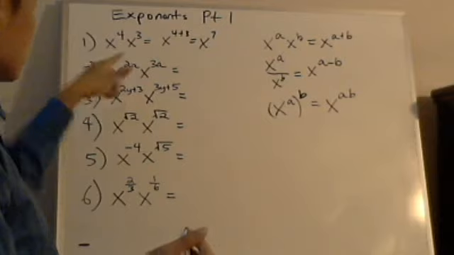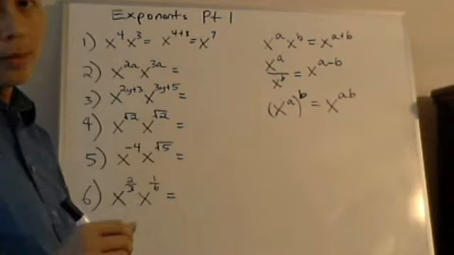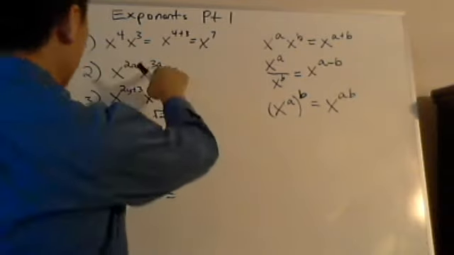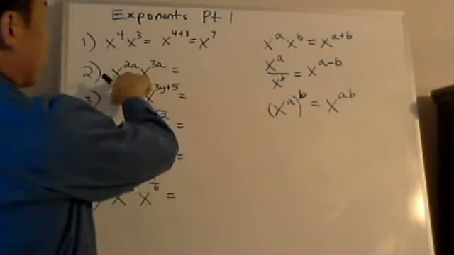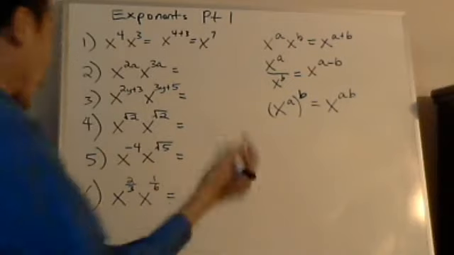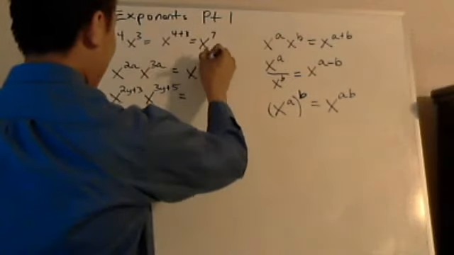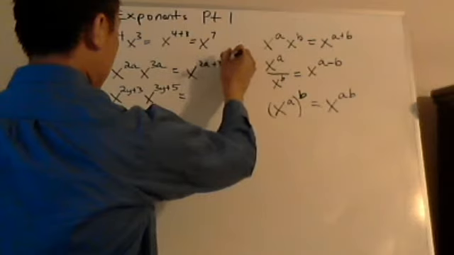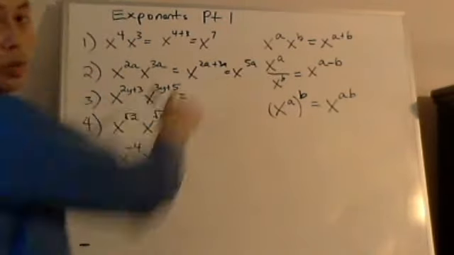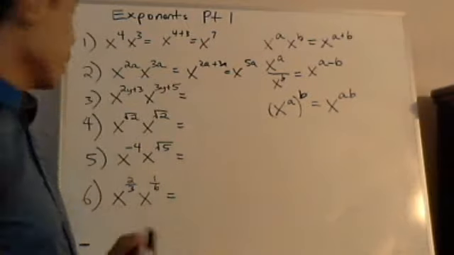So now number 2 is a little bit, now we're getting into variables and we're adding little factors into it. So now we have x to the 2a power times x to the 3a power. So what's the rule again? You add the exponents, right? And you get x to the 5a. 2a plus 3a is 5a, right?